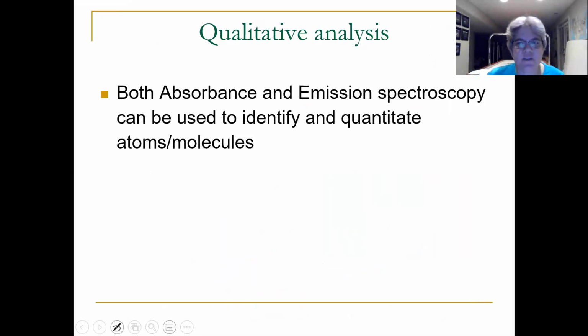Now, what we're most interested in is, we said, okay, spectroscopy is the interaction of electromagnetic radiation and matter, and we study spectra. So what kind of information can the spectra give me? Well, the spectra gives me both qualitative and quantitative information. Now remember, qualitative analysis means what? Means what is it? So we can use spectra to answer that question, what is it?